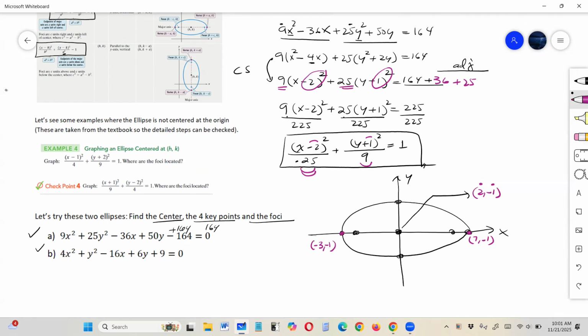Now, the minor vertices are square root of 9 away from the center, but I have to start at -1. So it's 3 units up, 3 units down. So here is 2 comma -1 plus 3, and 2 comma -1 minus 3, -4. The only thing left for me to do is find the foci, and for the foci, I need to use this formula. So larger minus smaller, 25 minus 9, which is obviously 16, right?